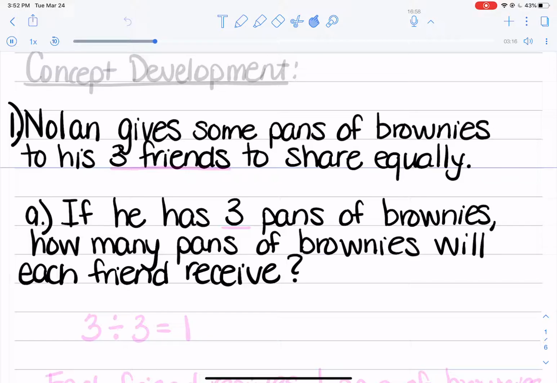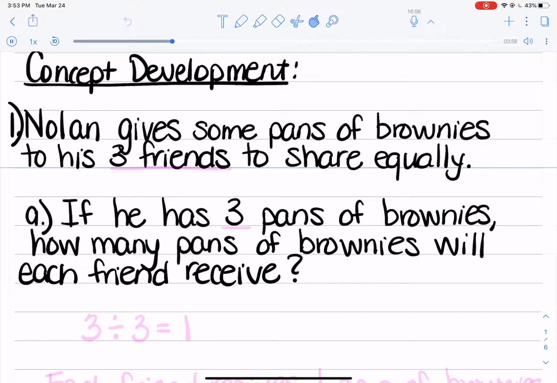Okay, let's take a look at some of the concept development here. Okay, I am going to write down the questions and then I will come back. Thanks. Okay, so our question starts with this. Nolan gives some pans of brownies to his 3 friends to share equally. In the first part, if he has 3 pans of brownies, how many pans of brownies will each friend receive?